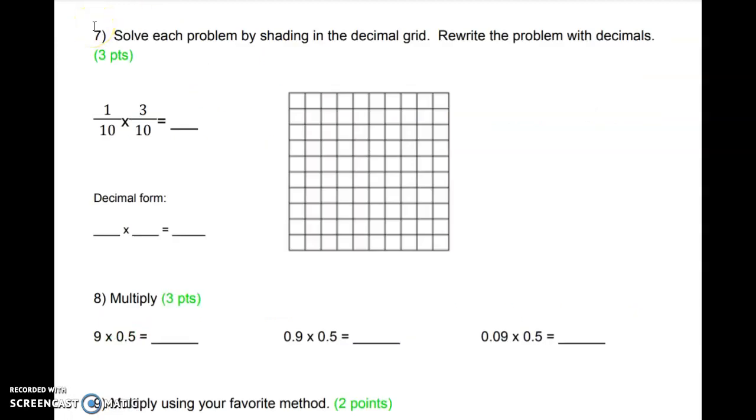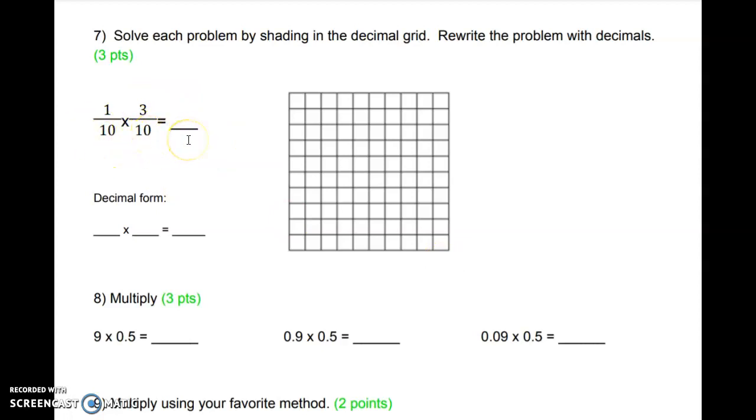Number 7, solve each problem by shading in the decimal grid. Rewrite the problem with decimals. So the problem is 1/10 times 3/10. So on this grid, you need to show 1/10 and 3/10. Shade them in. Please use 2 different colors.